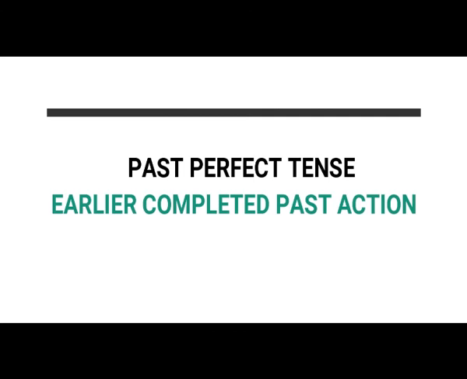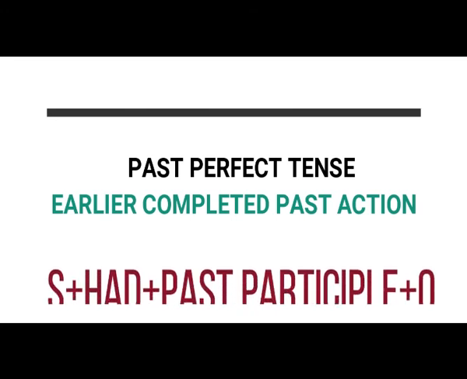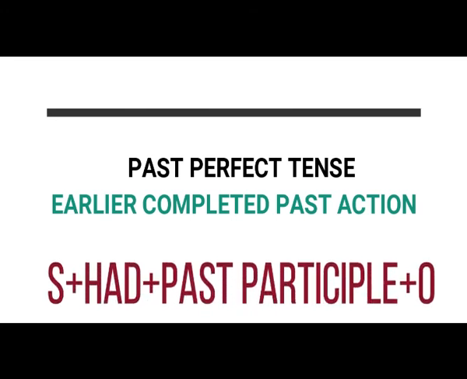Then we read about past perfect tense. Where do we use past perfect tense? When there are 2 past actions, the earlier completed action in the past will be in past perfect tense. What is the structure of this tense? Subject plus the auxiliary verb had. Then we use past participle as the main verb in this tense plus the object.